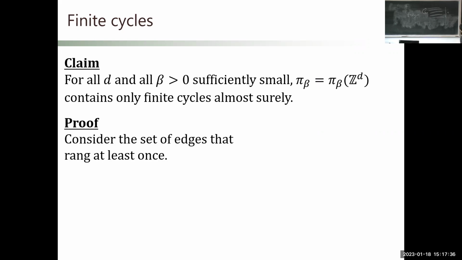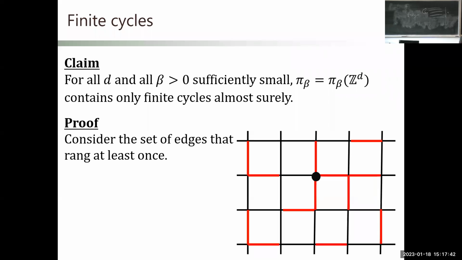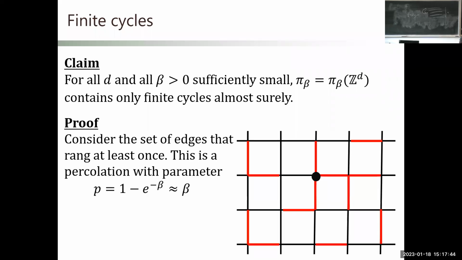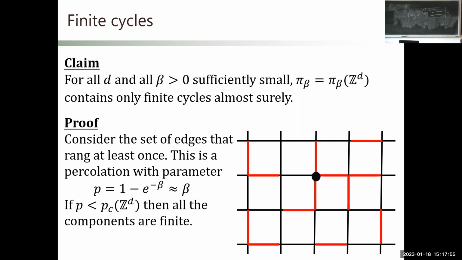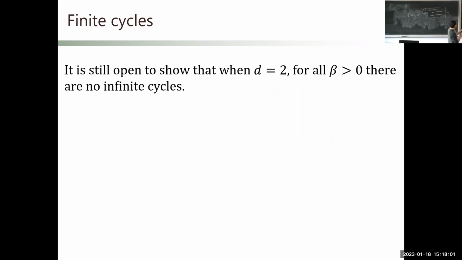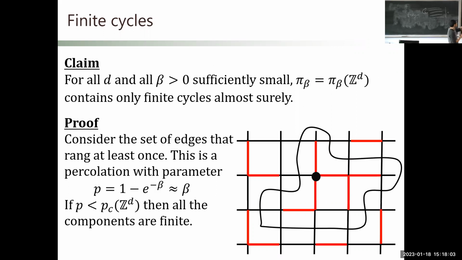What you do, you consider the set of edges that ring at least once. So here is the set of edges. And then you know that this set is a percolation with parameter 1 minus e to the minus beta, like the probability that an exponential is less than beta. And if this is less than the critical probability of percolation on Z^d, then of course the components are finite, and then the cycles of the permutation are contained in the connected components.